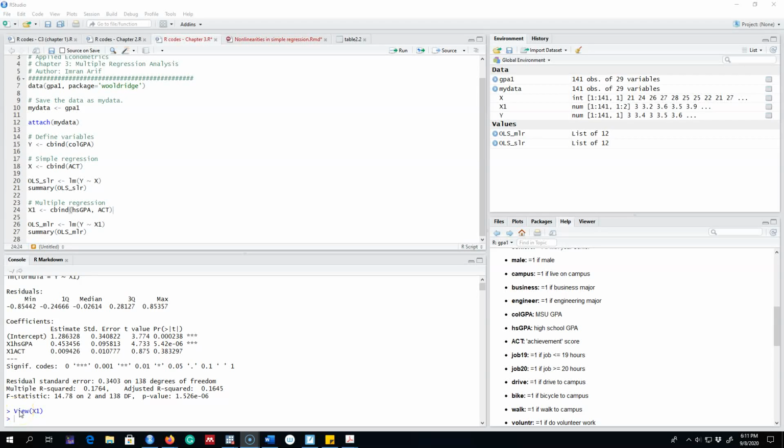Okay, so in this video, I'm going to show you two examples of multiple linear regression models. The first example is GPA1 data from your book. What we are trying to do is explain what determines success in college as shown by college GPA. So college GPA is our dependent variable.